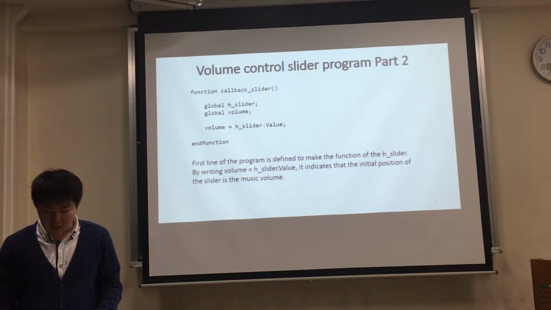The first line of the program is defined to make the function of the hslider. By writing volume equals hslider value, it indicates that the slider position is the music volume.